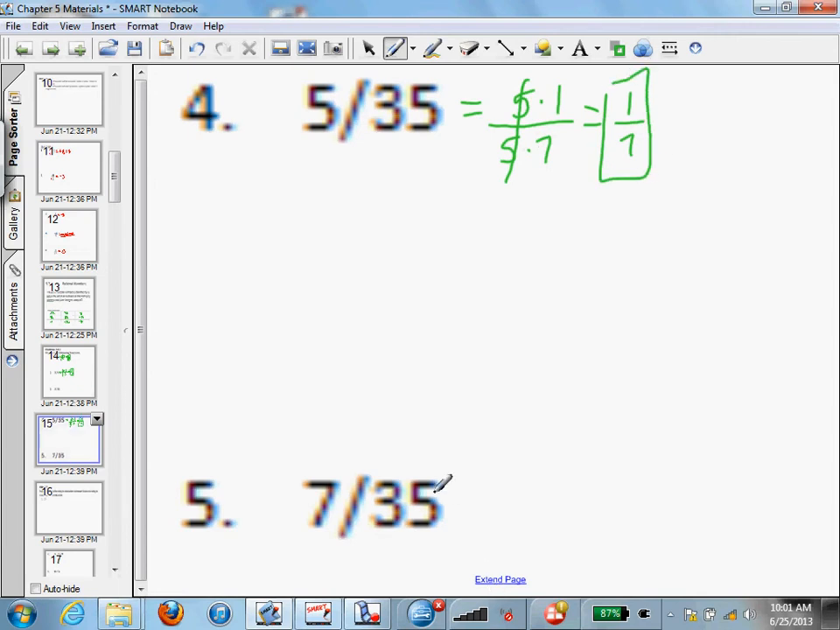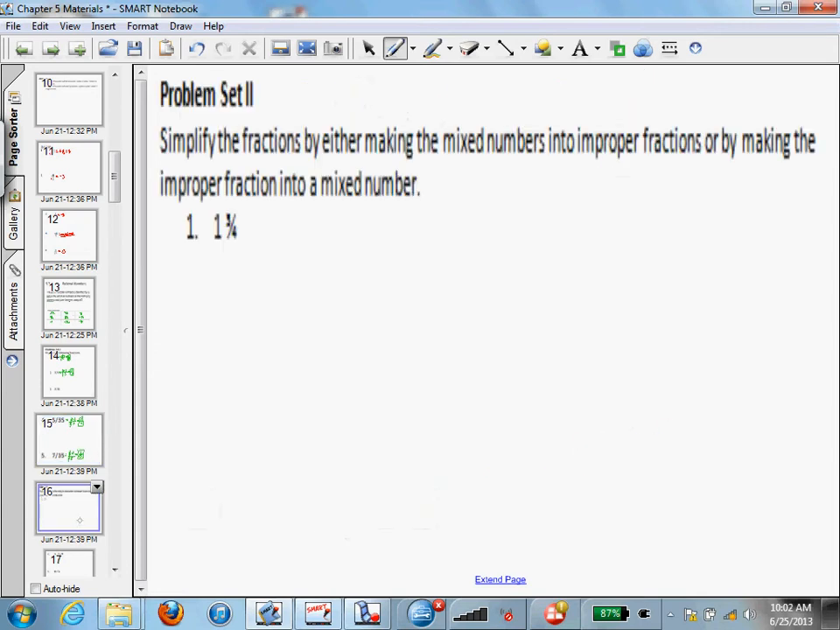And if we look at number 4, it looks a lot similar, except instead of a 5 as the numerator, we have 7. So let's break our fraction down just like we did before, where 7 is the product of 7 times 1 over the product of 7 and 5, or 35. Well, similarly, the 7's will cancel out, leaving you with the fraction 1 over 5. Okay, and that was problem set 1.